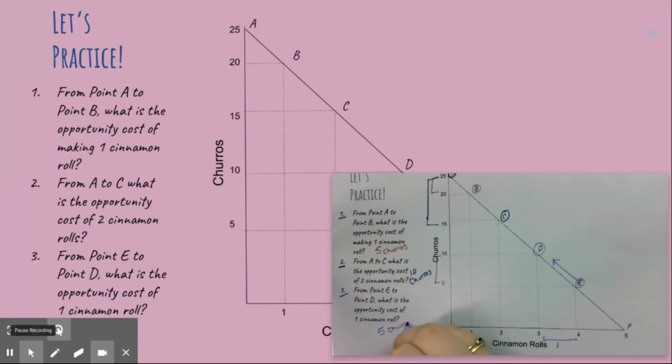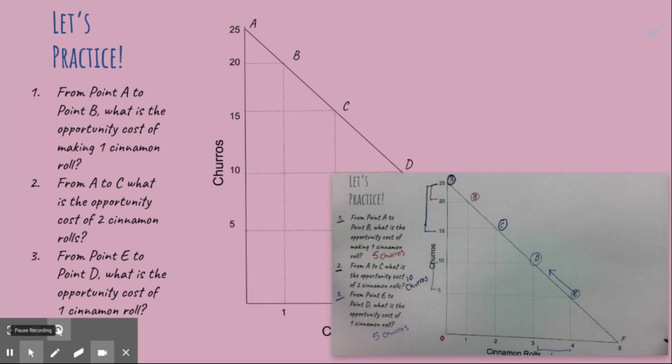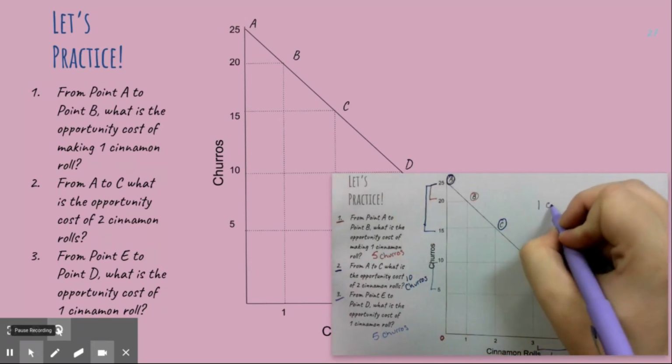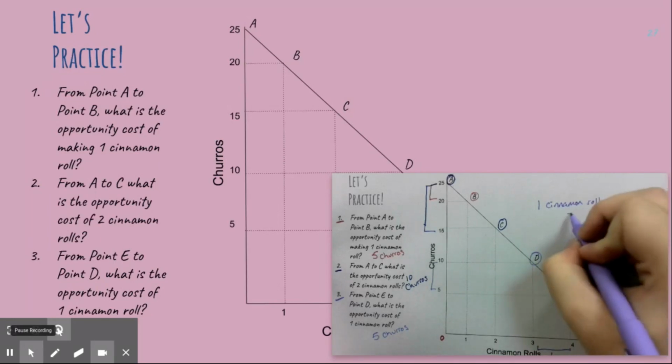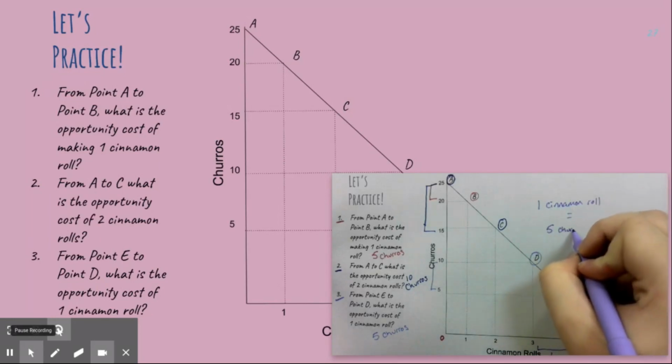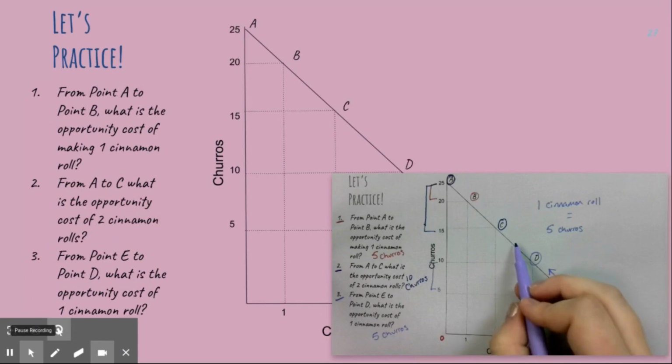And let me explain something really quick. Do you see why this is a constant cost? When we are giving up 1 cinnamon roll, every single time we're losing 5 churros. That's a constant ratio. 1 cinnamon roll always equals 5 churros on this graph. So we go from 1 to 2 cinnamon rolls. If we go from B to C, how many churros have we lost? 5. If we go from C to D, 2 to 3 cinnamon rolls, how many churros have we lost?